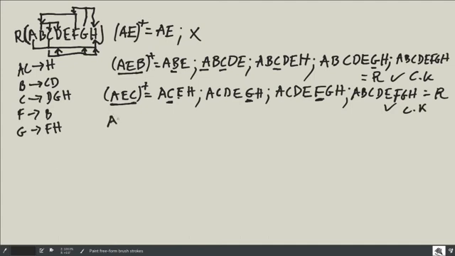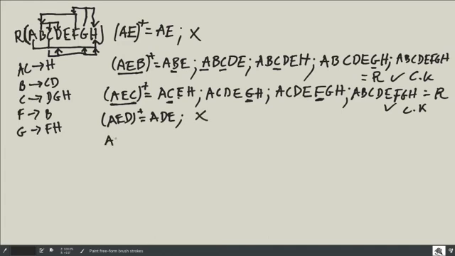Let's try with another. So AE with what? With D. So trivially takes me to A, D, and E. Now, do I have AC here? No. Do I have B? No. Do I have C? No. Do I have F? No. Do I have G? No. So the only attributes that I can find with A, E, and D are themselves. So this is trivial, so this is not a candidate key.